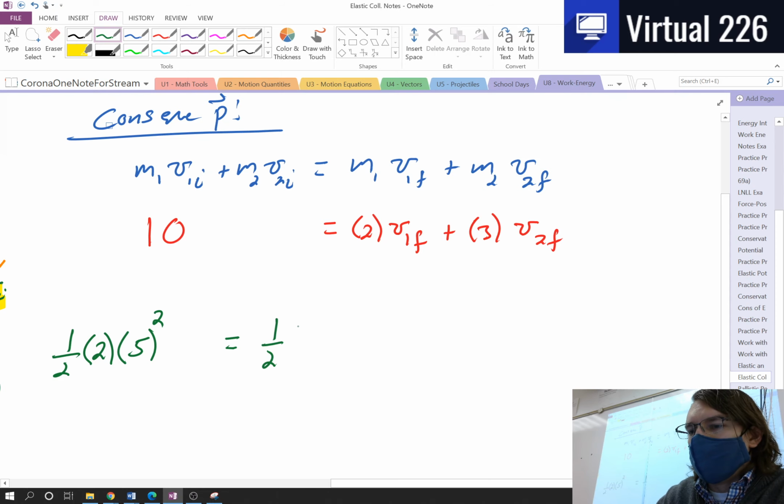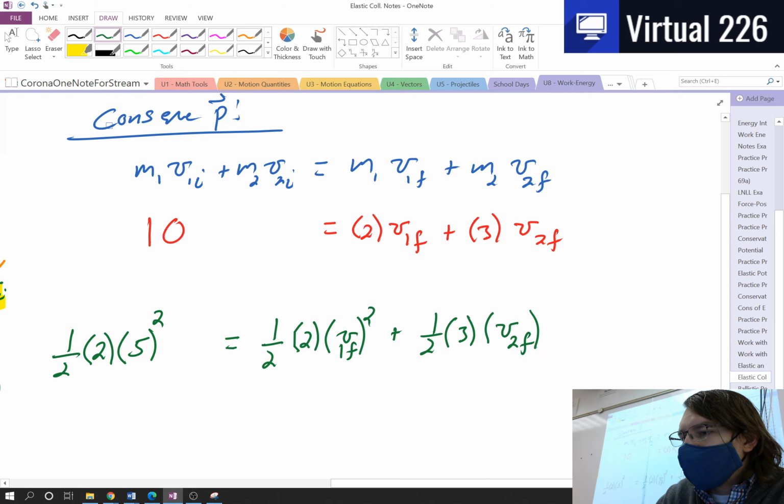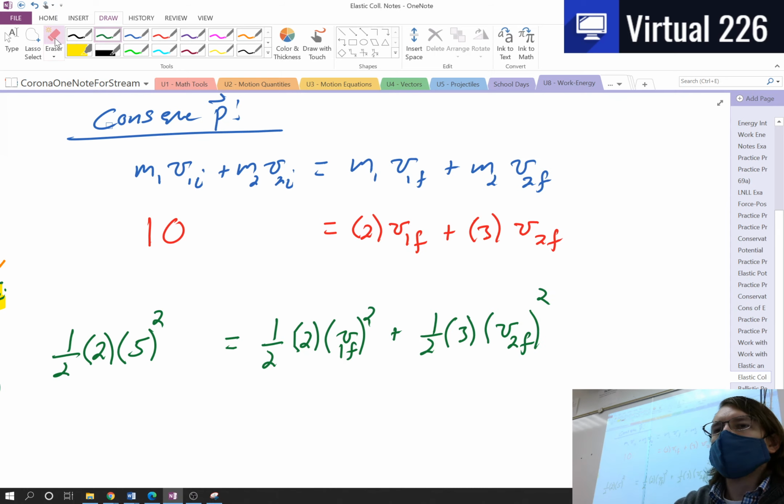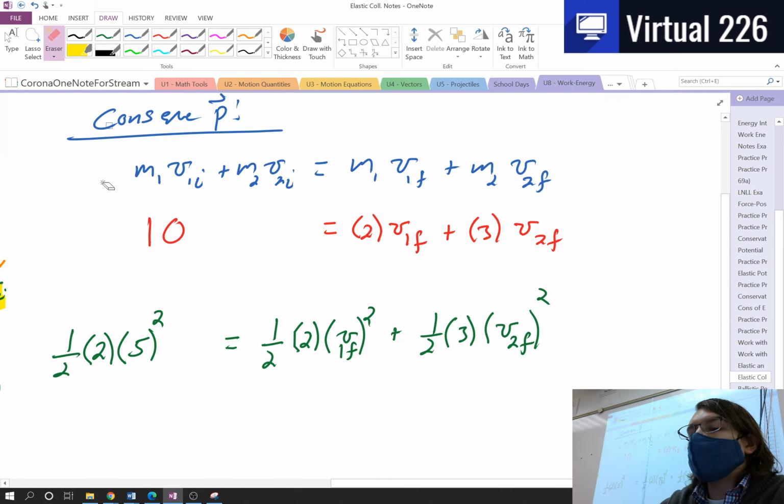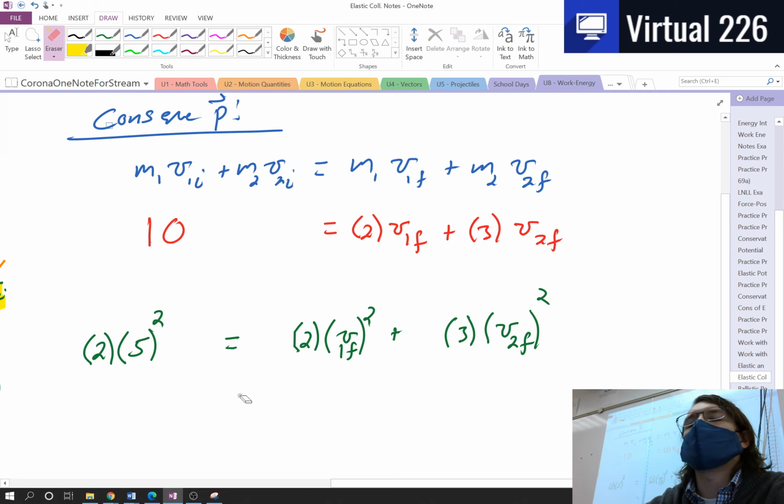So that's 1/2 the mass of the projectile, which was 2, and its final velocity squared, plus 1/2 times the mass of the target, which is 3, times its final velocity squared. A neat thing you might notice here in this final kinetic energy equation is that they all have 1/2, which means we can actually eliminate the 1/2 from the equation. We're just simplifying things a little bit.